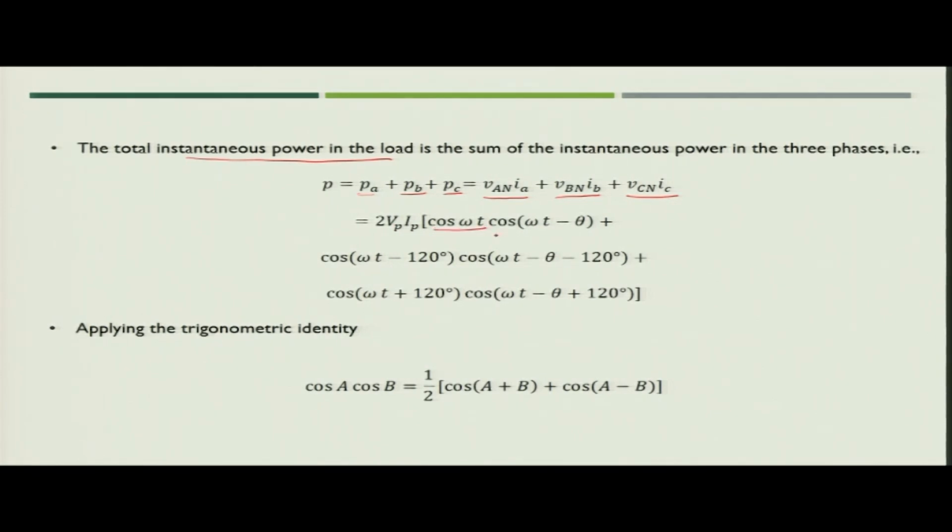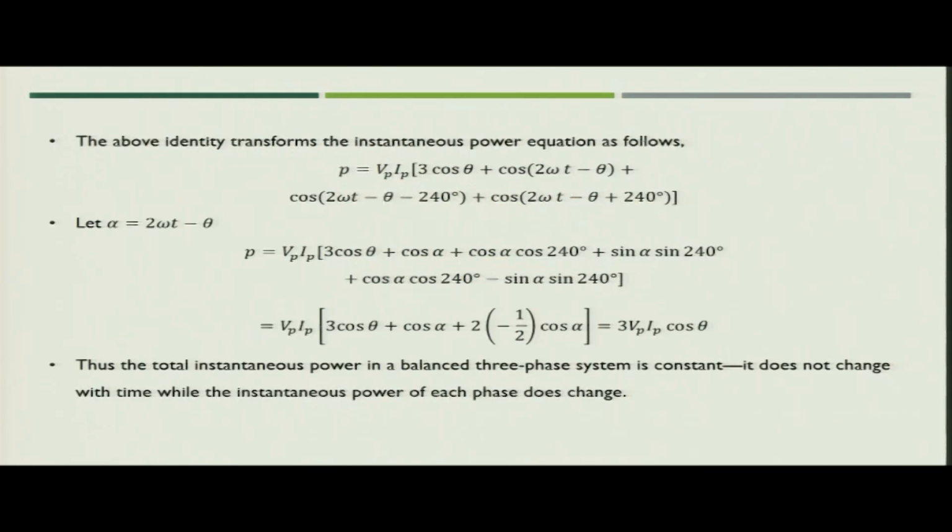Inside the bracket we will get cos omega t into cos omega t minus theta for the Va and Ia term. Vb and Ib will give cos omega t minus 120 degree into cos omega t minus theta minus 120 degree. This will come from the voltage and this from the current. Similarly, for C phase you will have cos omega t plus 120 degree multiplied by cos omega t minus theta plus 120 degree. Now, we will use the trigonometric identity which says that cos A into cos B is equal to 1 by 2 times cos A plus B plus cos A minus B. So, if we use this in the above expression, what can we write?